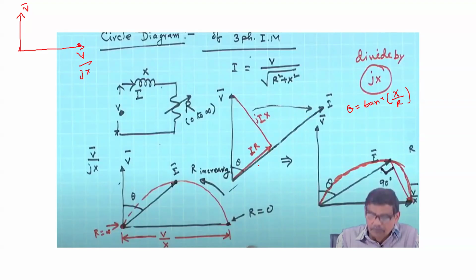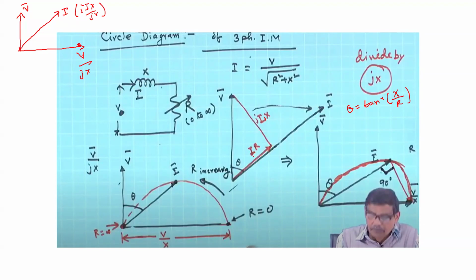What about the current phasor? If I divide JIX by JX, I am left with only the current phasor. So this is the current phasor here, equal to JIX by JX. Because if I divide JIX by JX, I am left with only I, and I is along this direction.